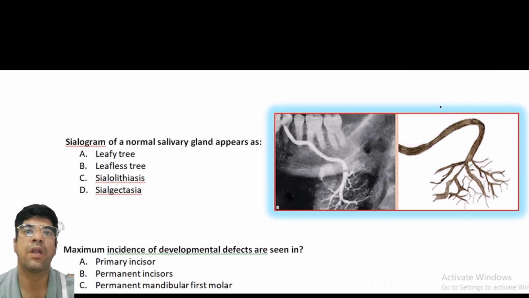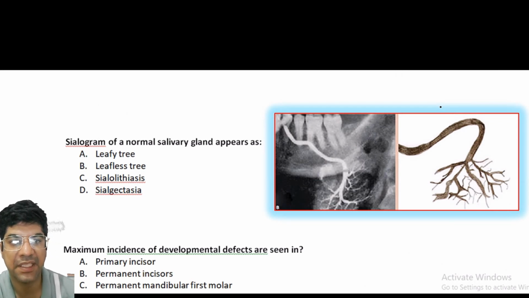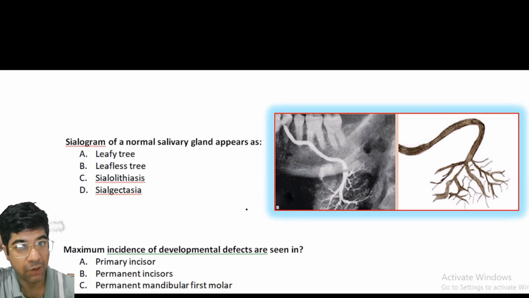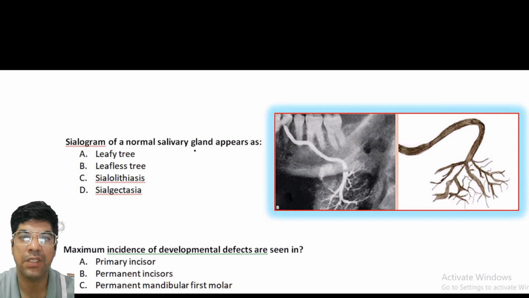Next question: sialography of normal salivary glands. In the sialogram, a contrast agent is introduced into the salivary duct, and the resulting image shows a branching pattern resembling a branch of a leafy tree, which is characteristic of healthy, normally functioning salivary glands. So normal salivary glands would show a leafy tree appearance.